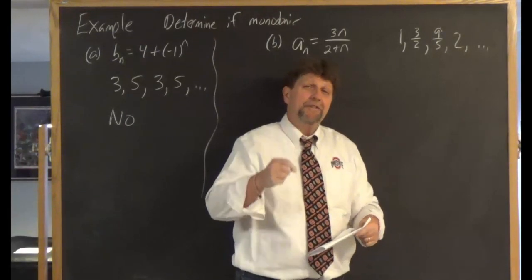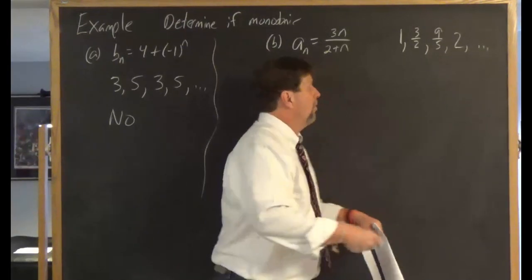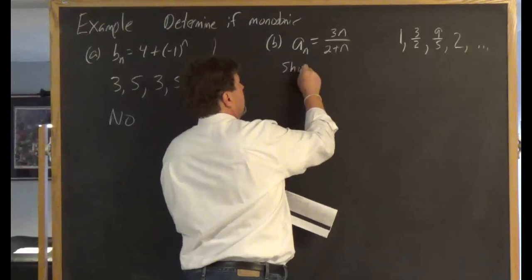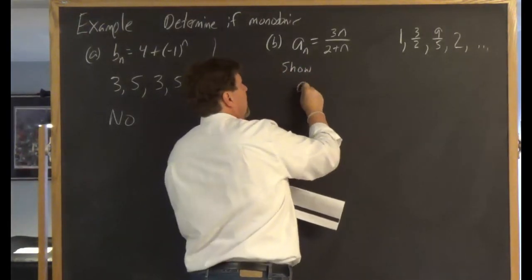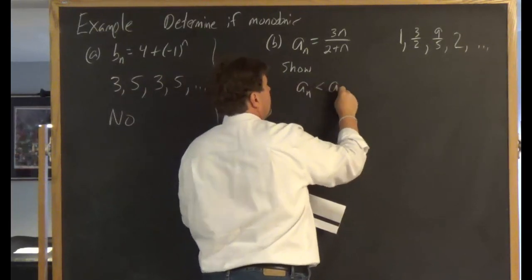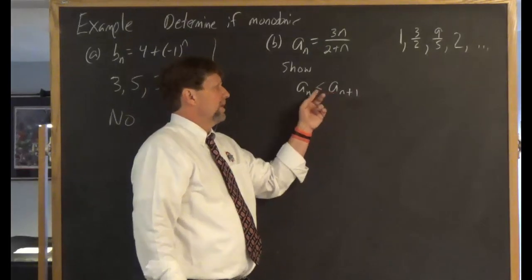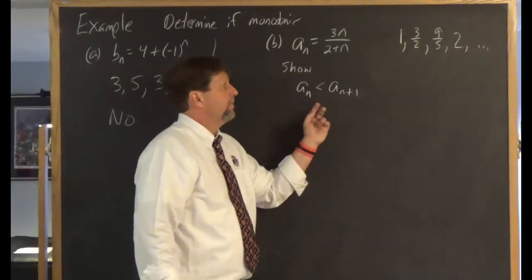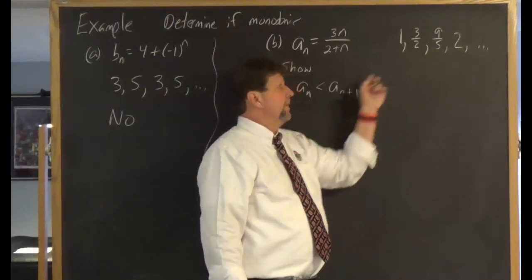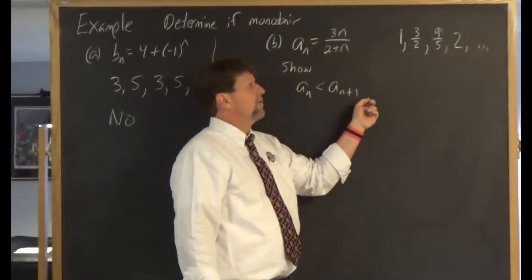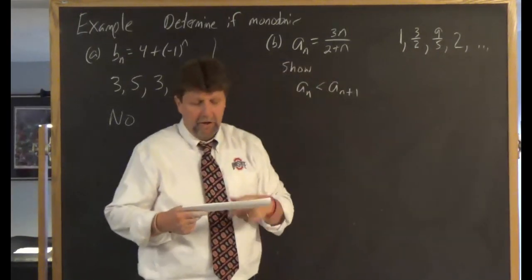So here's what we have to do to really show that it is monotonic. Since each term is getting bigger, we must show that the n plus first term is a little larger than the nth term. This is the second term. That's the third term. A sub 2, a sub 3, when n has a value of 2 here. That's what we have to show.